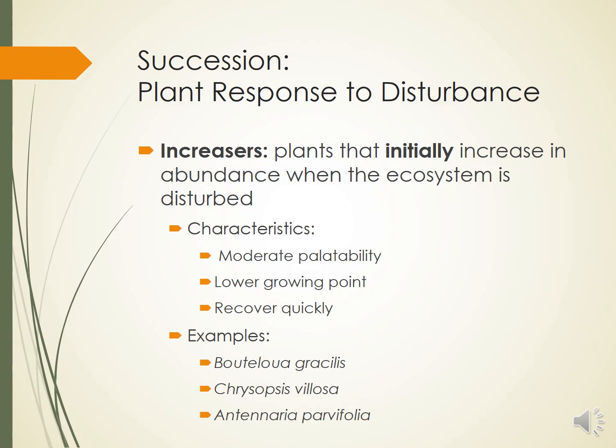Increasers are plants that initially increase in abundance when the ecosystem is disturbed. So I'll explain that a little bit more in depth in the next slides. But characteristics of these plants are that they are of moderate palatability, they have a lower growing point when compared to the decreasers, and they have the ability to recover quickly from grazing or other forms of disturbance. So some plants on your list that are good examples of increasers are Bouteloua gracilis, or blue grama, Chrysopsis villosa, and Antennaria parvifolia.